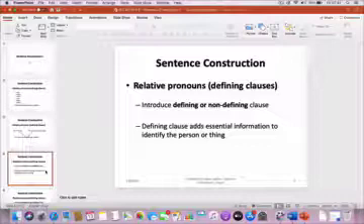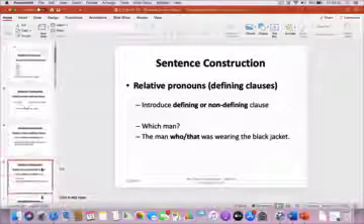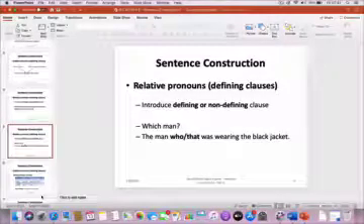As I just said, a defining clause adds extra, essential, important information. It helps you to identify who or what the person or thing is. For example, here, the man who or that was wearing the black jacket. My question is, which man? The man who was wearing the black jacket. It's defining, it's identifying who the man was.